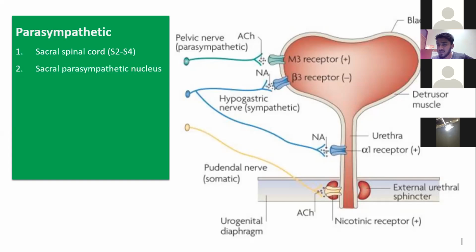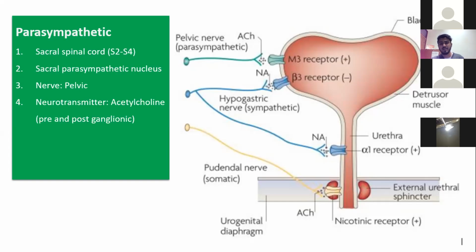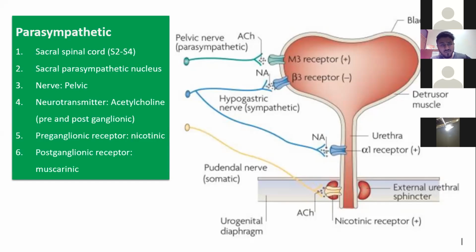There is a sacral parasympathetic nucleus, very easy to remember. The nerve involved is the pelvic nerve. The neurotransmitter, as you can see from the diagram, is acetylcholine, and the receptors that it acts on preganglionically are nicotinic, but on the bladder are muscarinic. That is it. You probably know all of this.